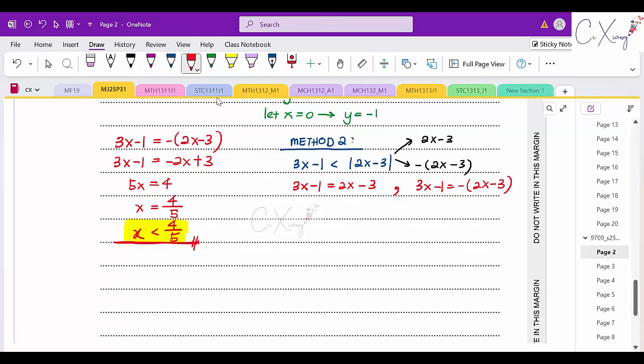Alright, then after that, I solve the equations as well. I will get two values for x. Okay, so the first value of x that I get is negative 2.